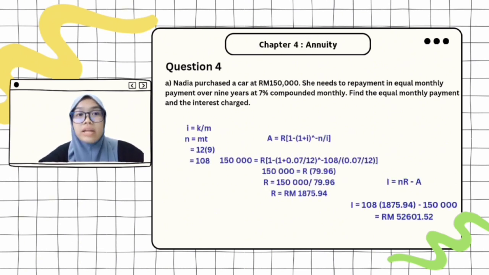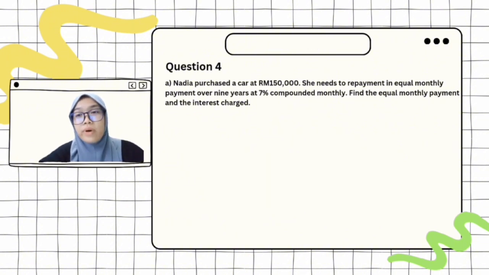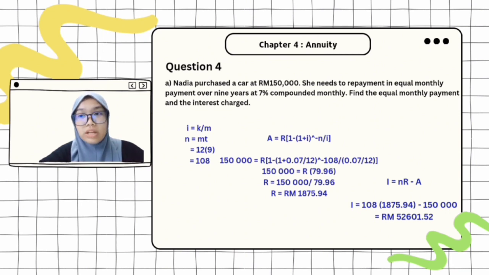To find i, we use the formula i equals k over m, where k equals 0.07 and m equals 12. Now we get i equals 7 over 1200. To use the present value formula, we also need to find n, which is n equals mt, and we know m is 12 and t is 9, so n is 108. Now we fill everything into the formula, where A equals 150,000 and R is unknown. We open the bracket, 1 minus bracket 1 plus 0.07 over 12 to the power of negative 108, over 0.07 over 12, and close the bracket.